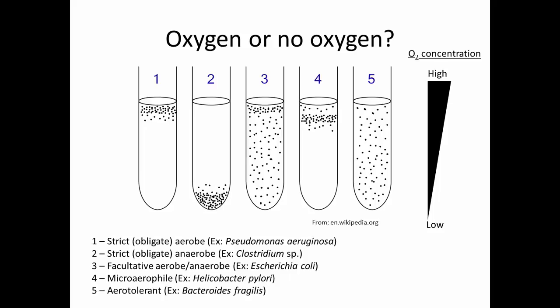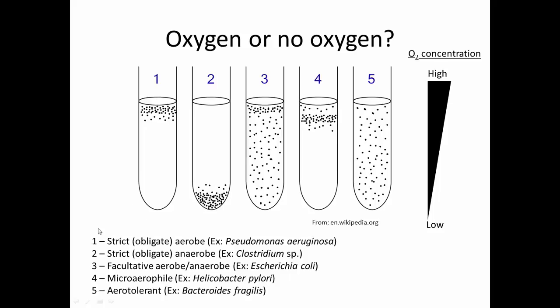And one of the ways that we can characterize bacteria is by whether they grow in the presence of oxygen, whether they need oxygen, or whether they will only grow in the absence of oxygen. And these are called aerobes and anaerobes. And there are several shades of aerobic and anaerobic activity.